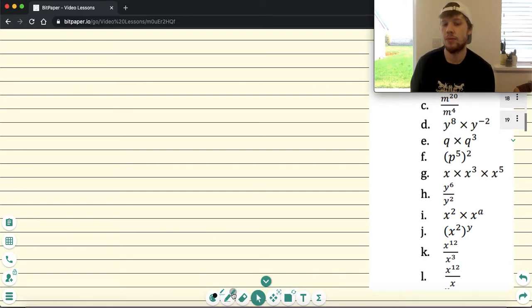Today I'm going to look at reviewing all the laws of indices that we have looked at, and hopefully by the end of the lesson we should be able to apply our index laws to any sort of scenario.